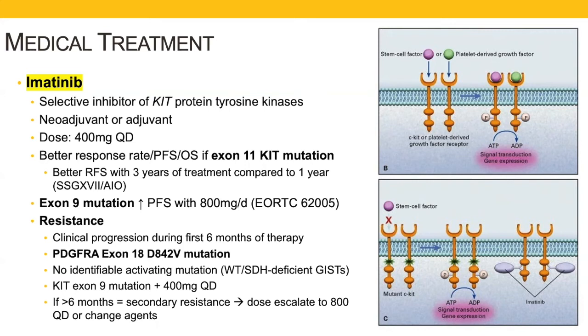If they're wild type, they're also more likely to develop imatinib resistance. And then, as mentioned, if they're exon 9 and you're only giving them a once daily dose, they might show resistance and you'll double them. If it's been greater than 6 months that they're on therapy and they have secondary resistance to imatinib, you can either escalate their dose to 800 milligrams a day or change agents.